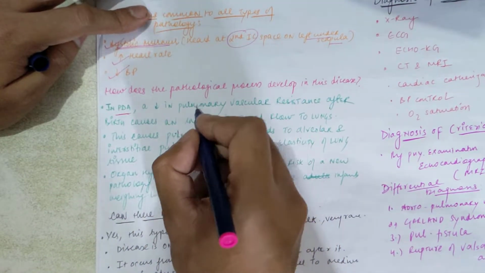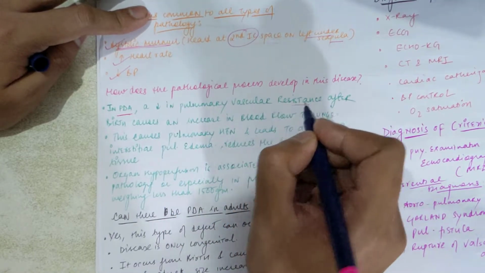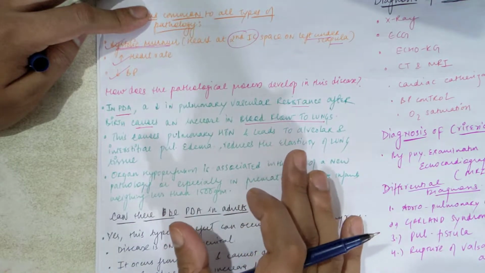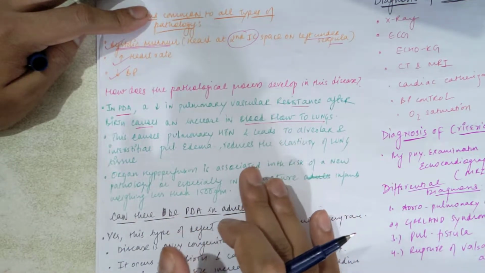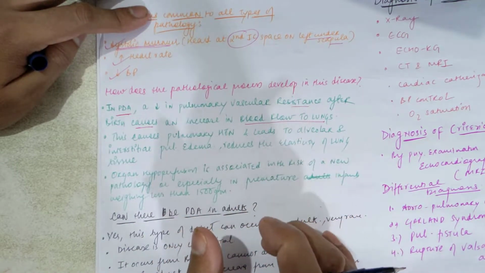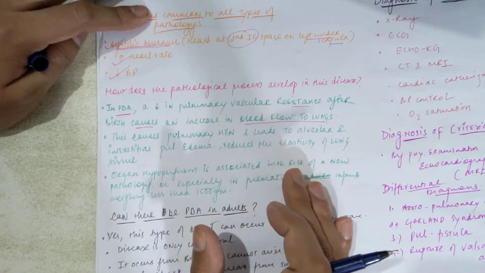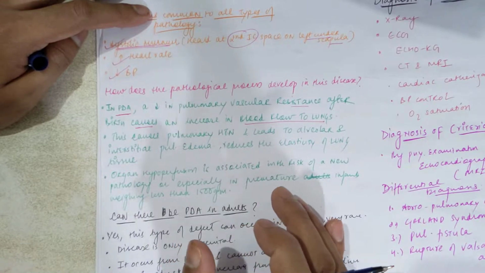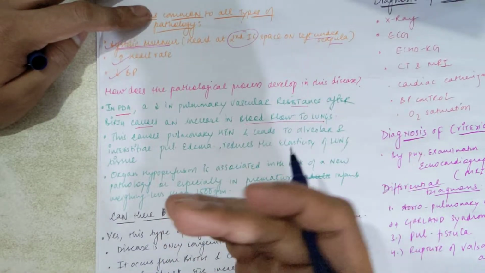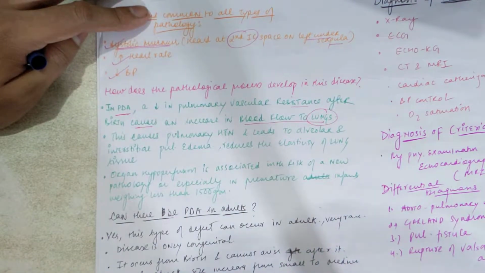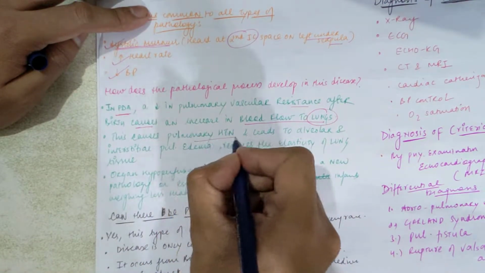So it develops with a decrease in the pulmonary vascular resistance after birth, which causes an increase in blood flow to the lungs. So the resistance to the pulmonary blood circulation decreases, and because of that, as I told you, there will be an increase in the amount of oxygenated blood in the lungs. So due to that, there will be an increase in pressure in the lungs. This increase in blood flow to the lungs causes pulmonary hypertension.